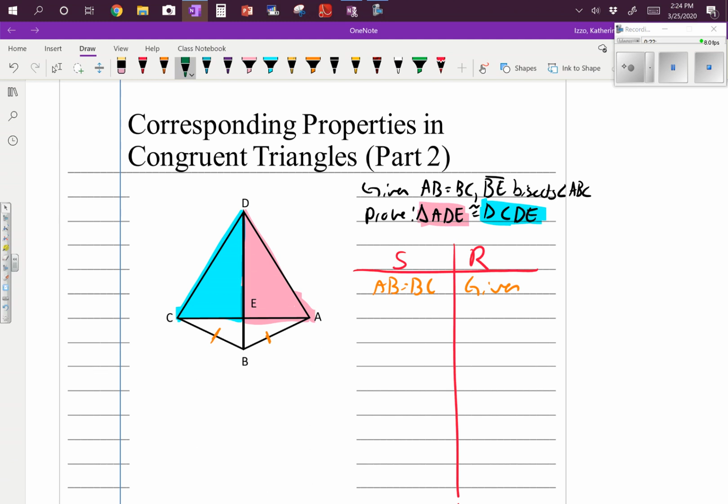Let's take a look at our next given. BE bisects angle ABC. So we are bisecting angle ABC. So angle ABC is this angle right here. It's being bisected, chopped into two equal angles. So I got two equal angles there. So that's a given. Bisects means definition of bisect. And we need to do measure angle CBE equals measure angle ABE. Okay.